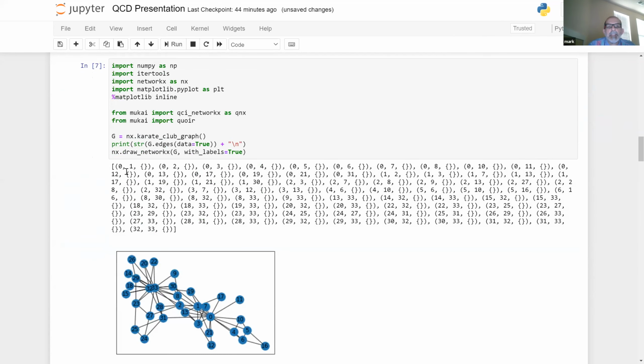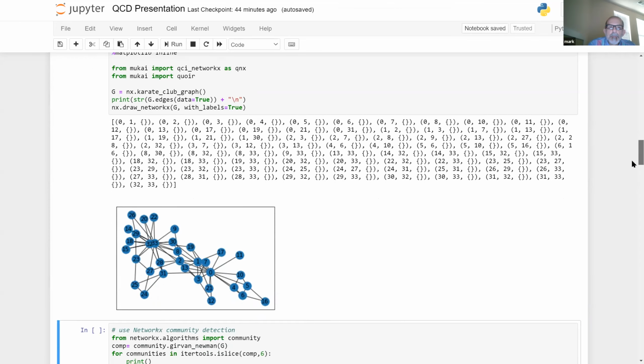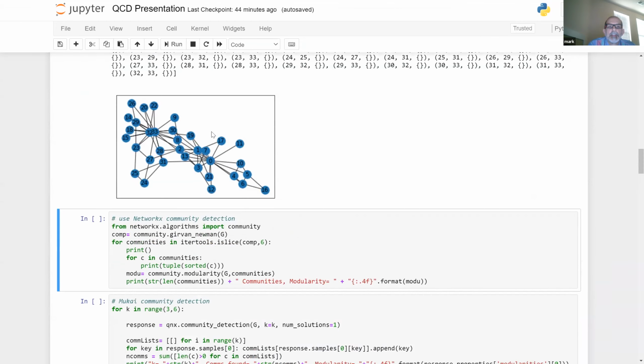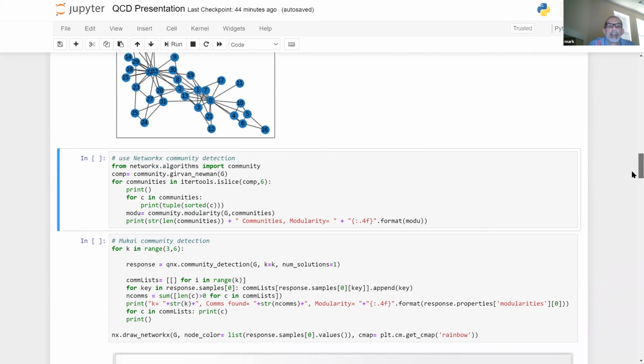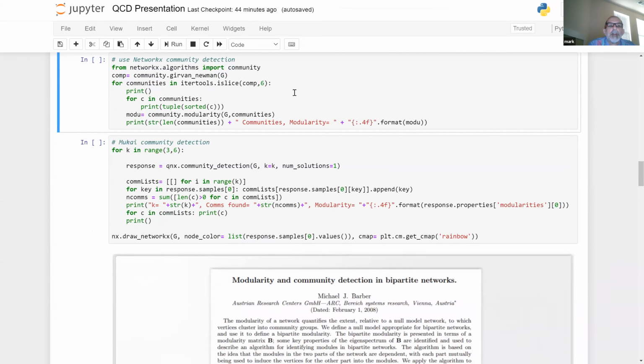So I printed out the edge list, so you can see each node is numbered, so 0 is connected to 1. This dictionary here is empty. It could have a weight, so that it could be weighted edges, but in this case, they all have a weight of 1, so it's basically an unweighted graph. And you can see the visualization of it, similar to what was presented in the Newman and Girvan paper.